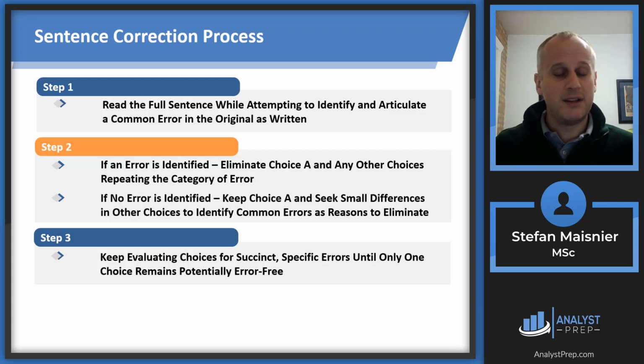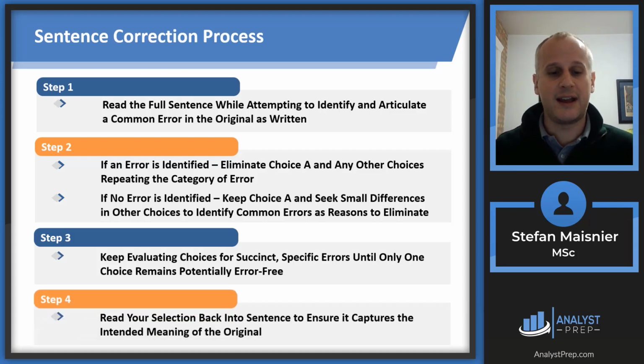Step 3 is going to be to keep evaluating the choices for those succinct, specific errors until only one choice remains potentially error-free, at which time you'll move to step 4 and read your selection back into the sentence to ensure that it captures the intended meaning of the original, because meaning is always going to be more important than abstract grammar in considering your sentence correction choices on the GMAT. So never lose sight of the meaning in preference of noting abstract grammar rules. Those arcane, obscure things can often keep you from noticing a rather major issue as it pertains to meaning.